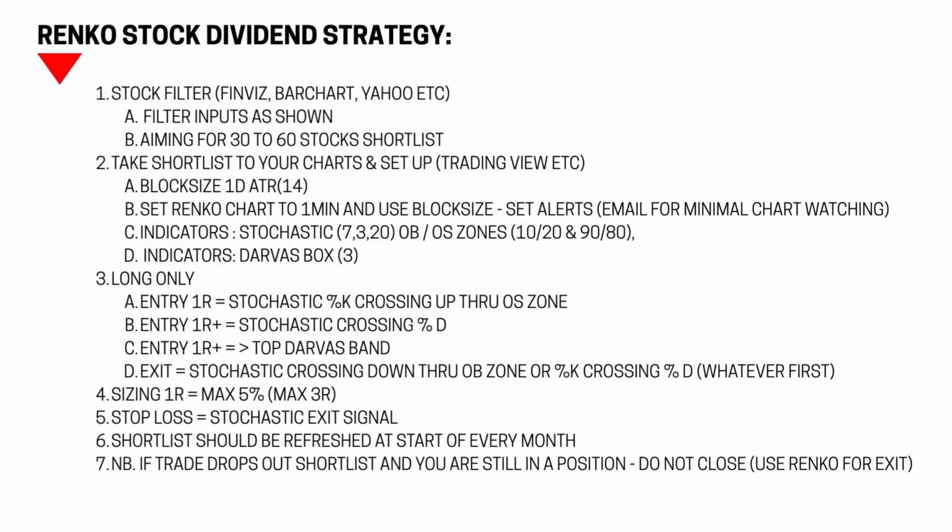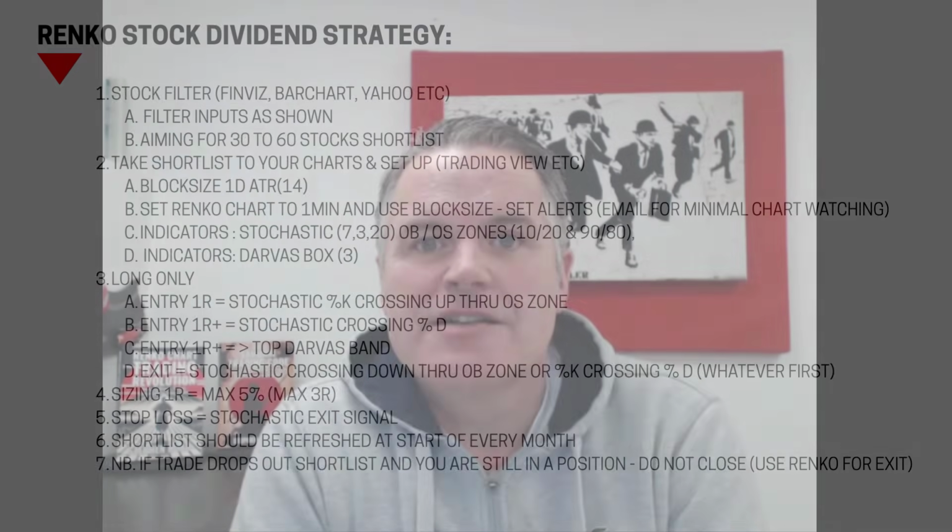And our shortlist, well, we're going to be more proactive on this. So what I do is at the beginning of every month, once you've set the list up, it doesn't change that much. There's going to be new stocks coming and going. I just do it monthly and refresh what's going on. And a caveat in there is, if you're in a trade that was on your previous shortlist and it drops out, don't just close it because it's not on the list anymore. You only close out of it when the Renko signal, that stochastic, is telling us to get out of the trade.